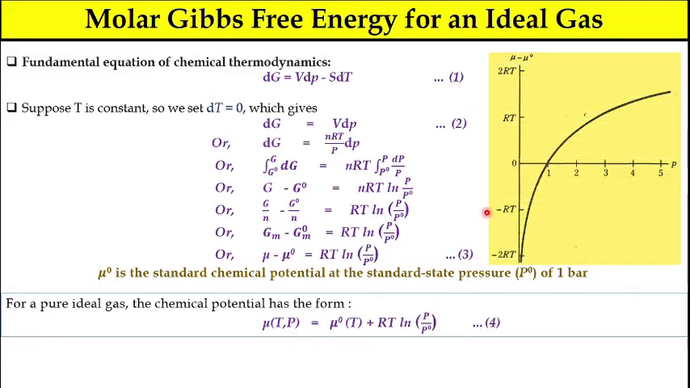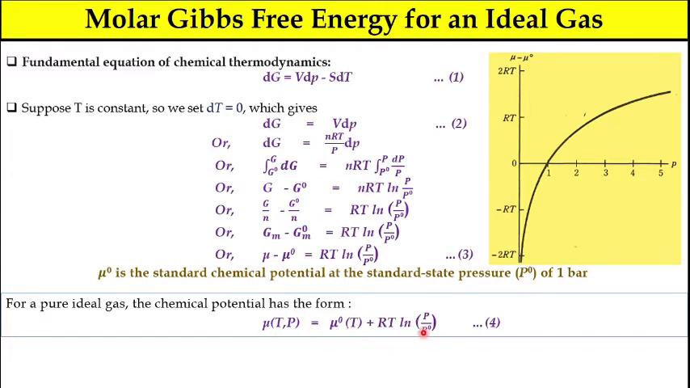Now if you plot mu minus mu0 with respect to pressure, you can get a curve like this. Now see here P is equal to 1. So if you put P equal to 1 in this equation, as you know that P0 is equal to 1, ln of 1 by 1 is equal to 0. So you can write mu minus mu0 is equal to 0. That's why you get the 0 value here, and you can say that at 1 bar pressure mu is equal to mu0 at that point.